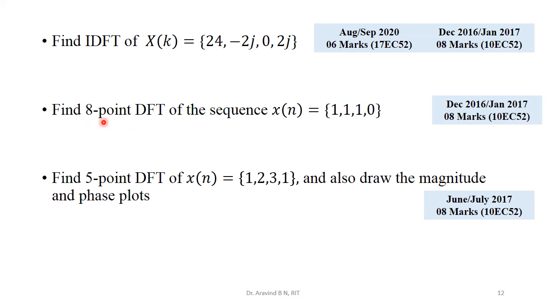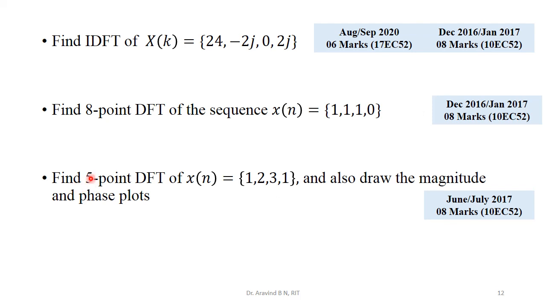Then find the 8-point DFT of the sequence x of n is equal to 1, 1, 1, 0, asked for 8 marks. This is a special case where only 4 points are given but we are asked to calculate the 8-point DFT. In such a case, we need to append 4 more zeros at the end. So finally we get the 8-point sequence, and then we make the calculation for that.